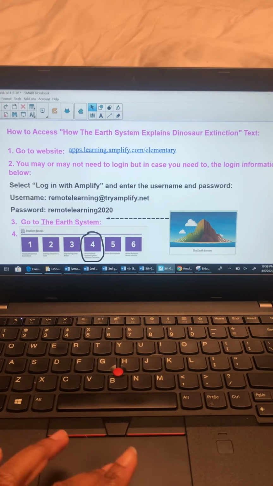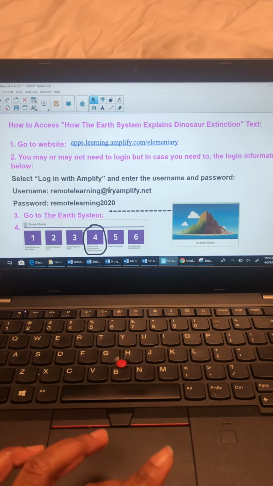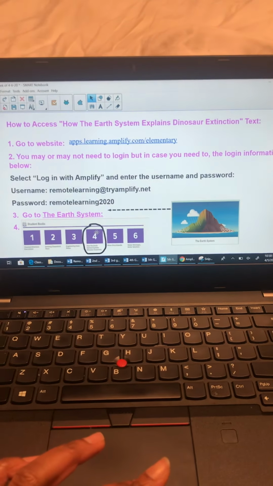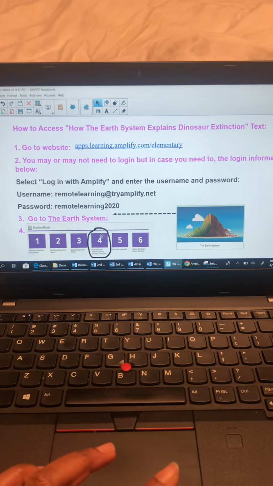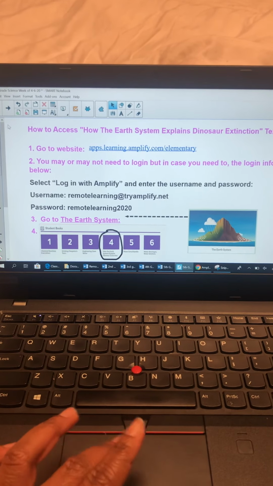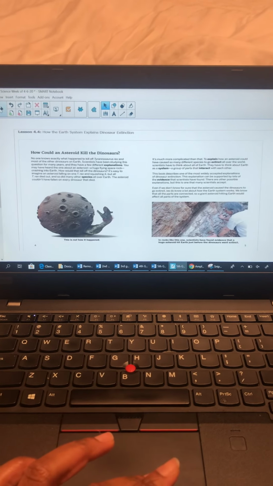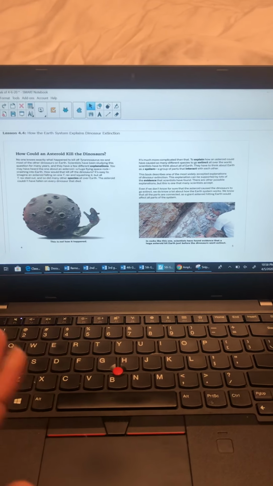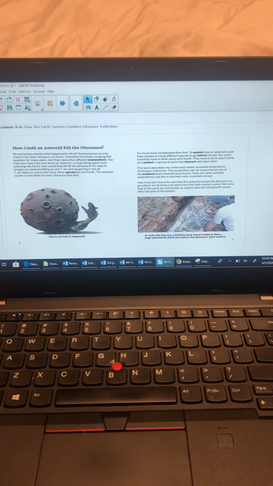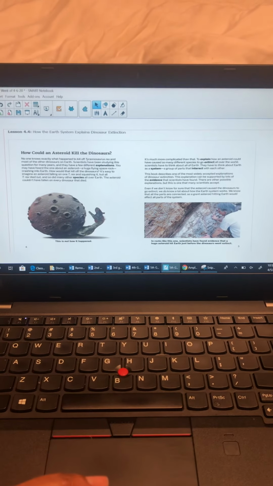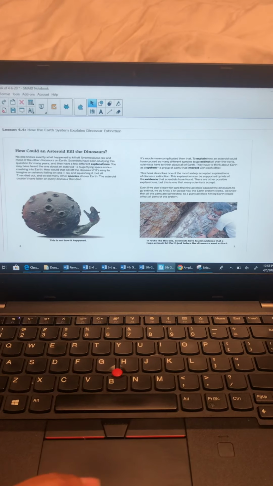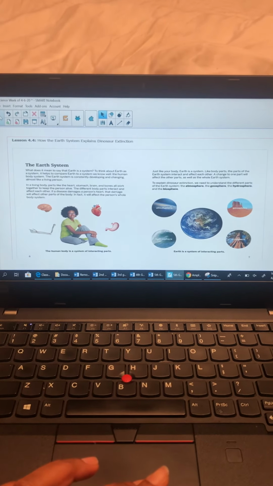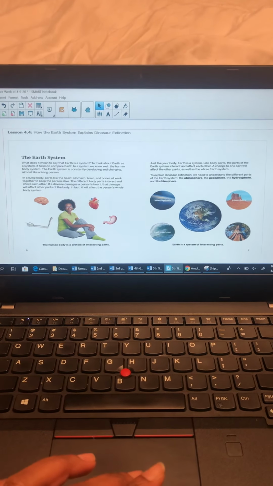This time, once you follow the steps like we've done in the previous weeks, make sure you go to text number 4, which is How the Earth System Explains Dinosaur Extinction. Now, the page should look like this on pages 4 and 5. You can read through the text a little bit clearer on the actual website, but this is what it should look like. This is also pages 6 and 7.